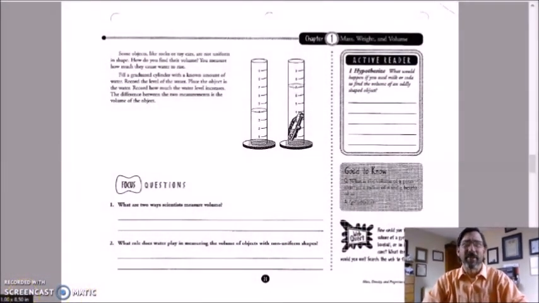So we did our reading there. Looked at a couple of examples. There are a couple of follow-up questions that you could certainly take a look at. What are two ways that scientists measure volume? One's by calculating the volume, and the other's by displacement. What role does water play in measuring the volume of objects with non-uniform shapes? Displacement. Okay. Very good.